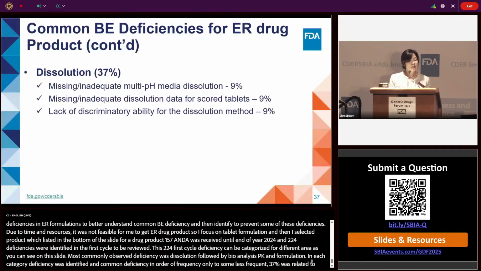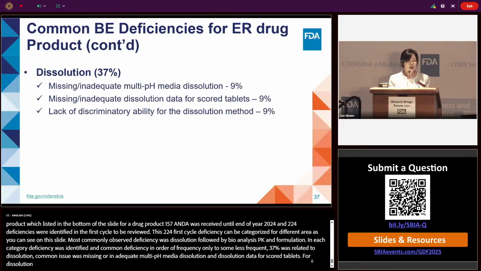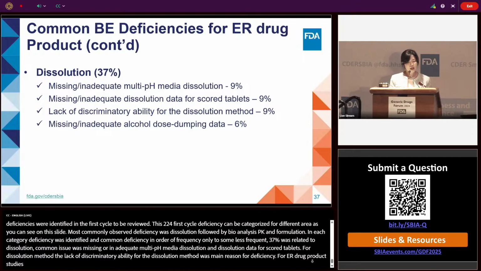For QC dissolution, usually no problem in submitting data, but the lacking of discriminatory ability of QC method was the main reason for deficiency. For ER drug product, alcohol dose dumping study is recommended. Some of this deficiency mainly due to partial submission of alcohol dose dumping or increase of alcohol drug release from the test compared to the reference drug.